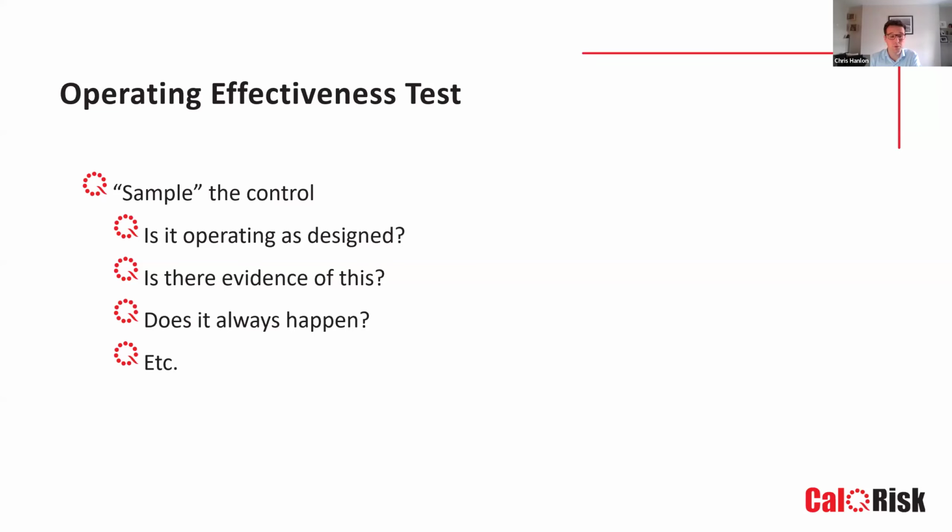So if I want to go out into an organization and go and sample this control, and it operates every week, I'm going to go and check 5 examples in the last quarter, for example. Is it operating as planned? Is there evidence of this? So can the control owner evidence that the control operated, that we did this on this date as expected according to the documentation? Does it always happen?